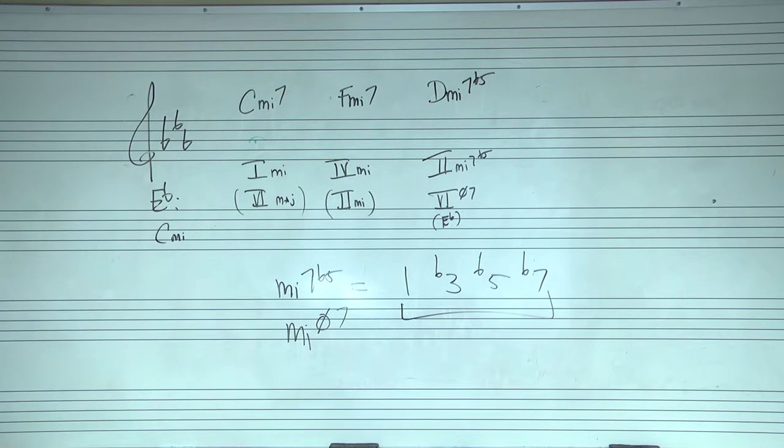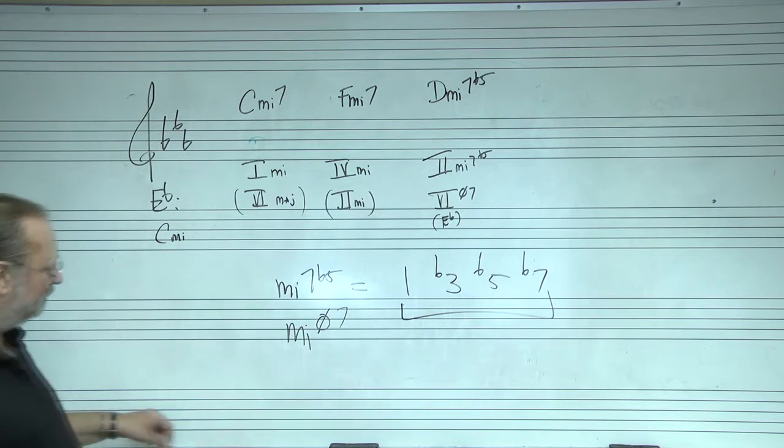Okay. So a G7, what's the formula for a dominant 7? It says on the chart. One, three, five, flat 7. 1, 3, 5, flat 7, right? So a G7.